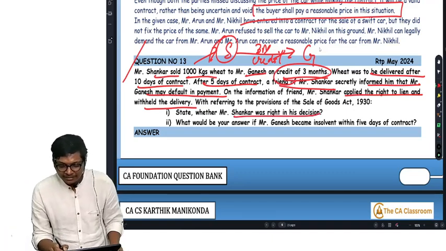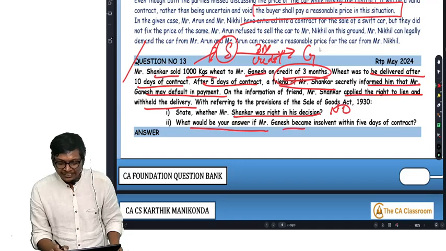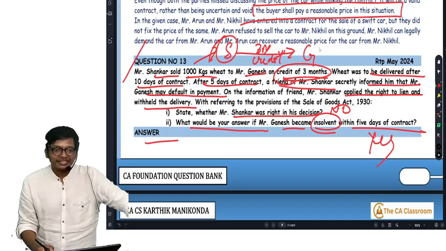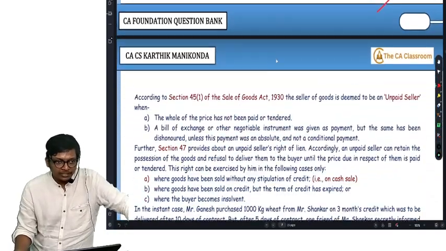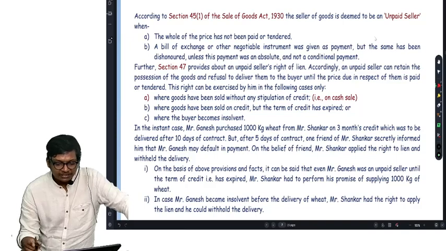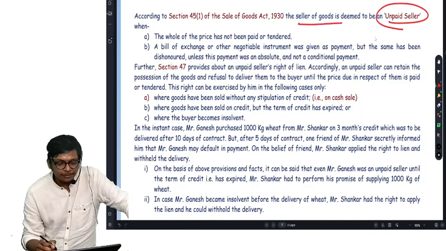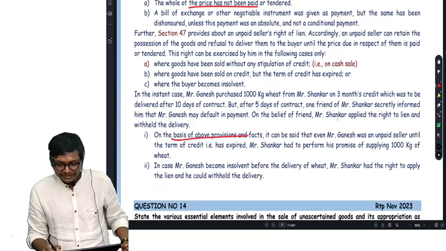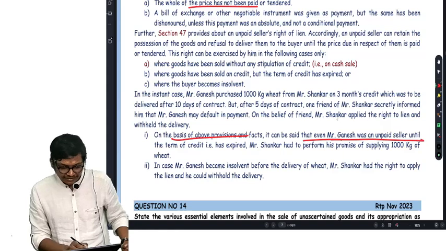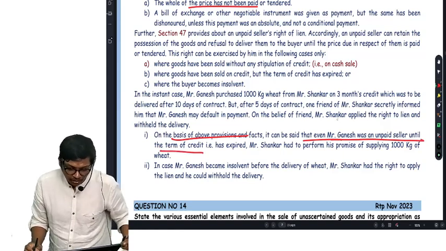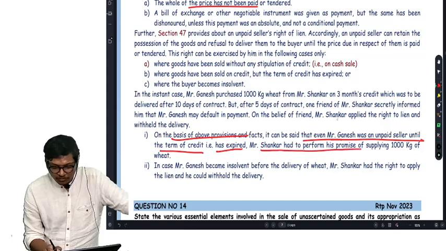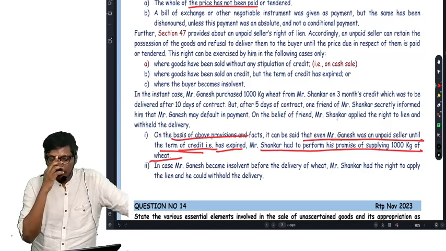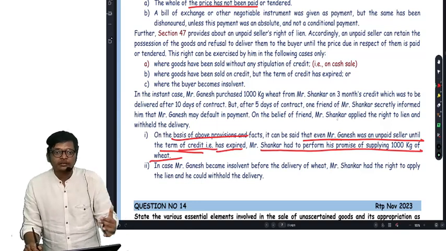State whether Shankar was right in his decision. No. What would your answer be if Ganesh became insolvent within 5 days of contract? Then yes, right of stoppage in transit, you can stop the transit. Are you following, guys? So first, the seller of goods is deemed to be an unpaid seller when the price is not paid. In this case it can be said that Shankar was an unpaid seller only after the terms of credit have expired. Shankar has to perform the promise of supplying 100 kgs. அதான் சொல்றான், until the credit இருக்கிற வரைக்கும் 3 months வரைக்கும் you are not an unpaid seller. So first நீ போய் deliver பண்ணு.